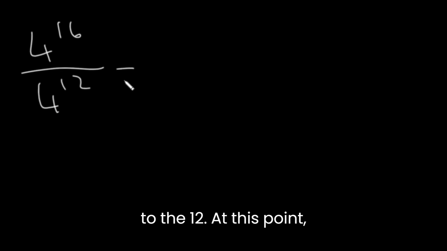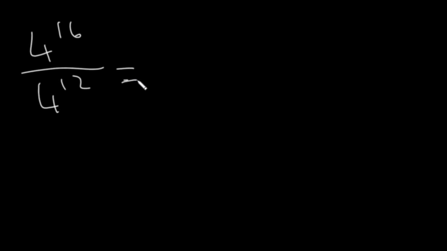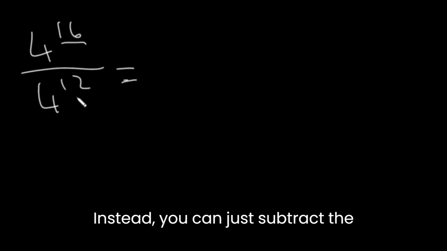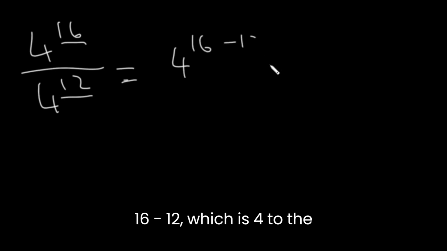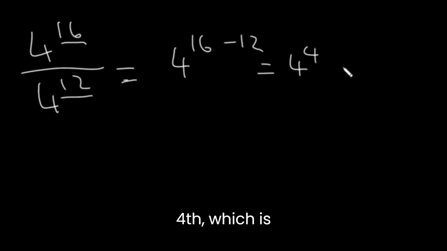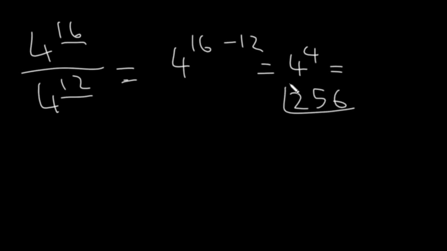Let's say we have 4 to the 16 divided by 4 to the 12. At this point, it's basically impossible to do it by hand. You're going to need a calculator if you want to calculate it out. Instead, you can just subtract the exponents with each other. So you'll just get 4 to 16 minus 12, which is 4 to the 4th, which is 256.